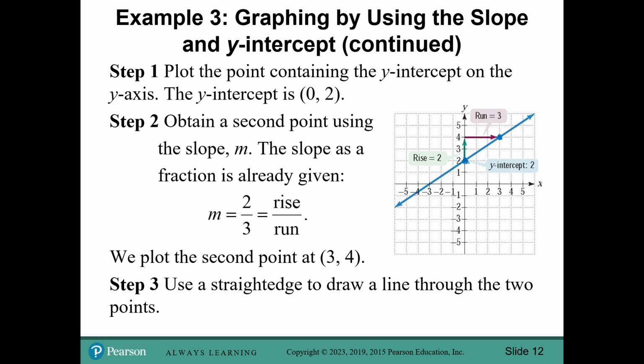Okay, so I plotted my y-intercept. I've used my slope to find a second point. You can use your slope to find a third point, a fourth point, but you really only need 2 to plot a straight line. We plot this second point. We use a straight edge to connect the 2 dots. We throw arrows on the end, and hey, our line is graphed.